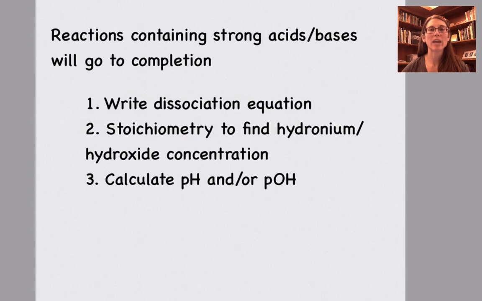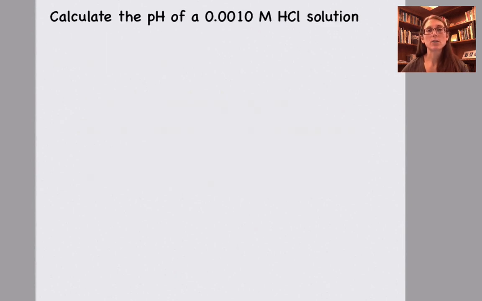So for today, we're talking about what happens when we put those acids or bases in water. What is the pH of that solution? We're going to start by writing a dissociation equation, and then we're going to use stoichiometry to figure out what the concentration of hydronium or hydroxide ion will be, and from there we'll be able to calculate the pH and/or pOH. So let's start with an example.